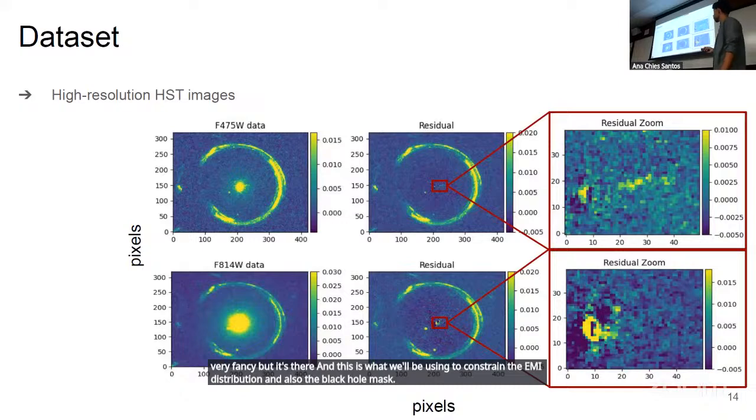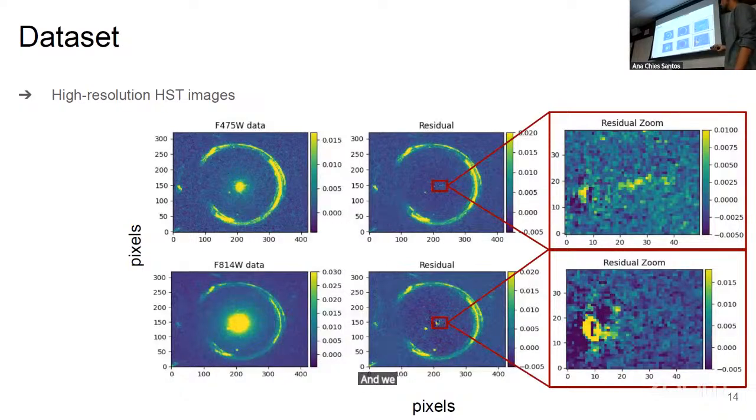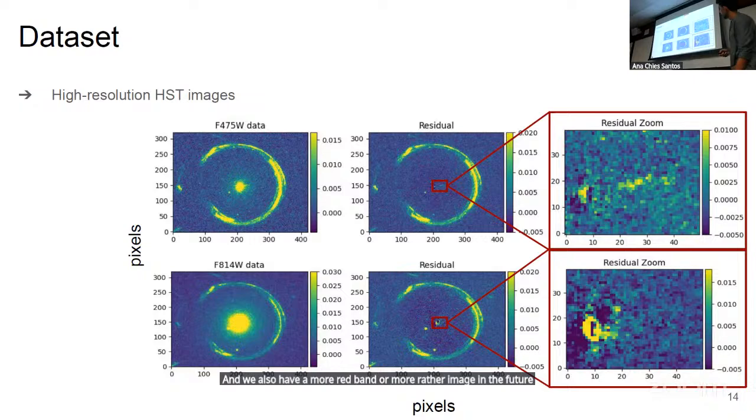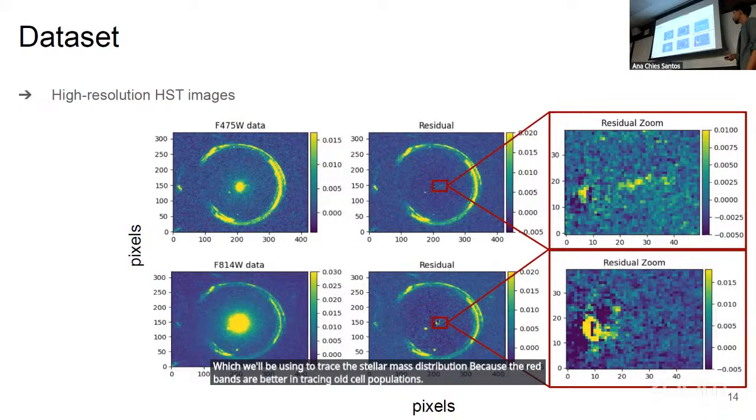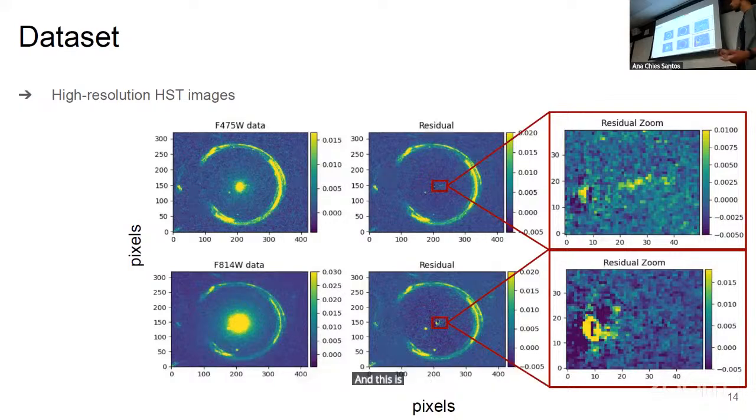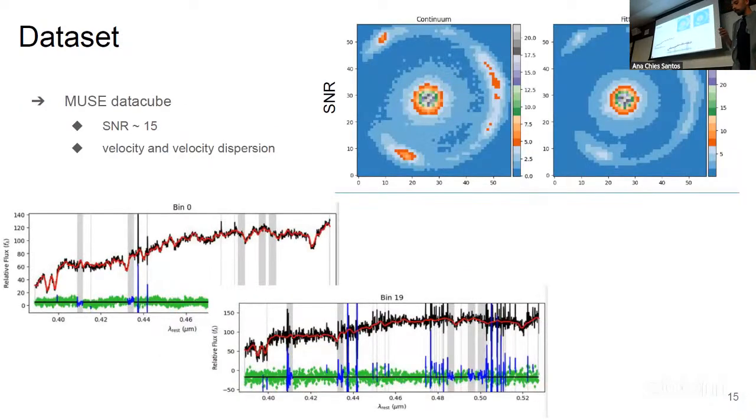And we also have a redder image in the filter F814, which we'll be using to trace the stellar mass distribution, because the red bands are better in tracing old stellar populations, and this is where the bulk of the stellar mass is concentrated. And for the stellar dynamical analysis, we'll be using a MUSE data cube.